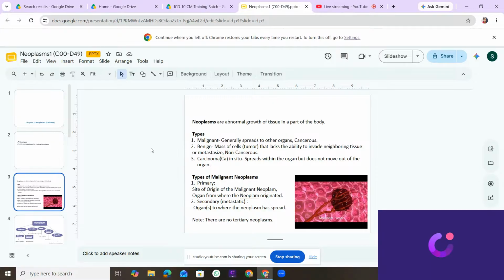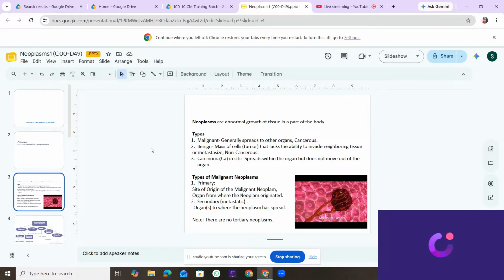The third is carcinoma in situ, which spreads within the organ but does not move out to other organs. So there are three kinds of neoplasm. This will really help you when you are trying to find the ICD coding guidelines.